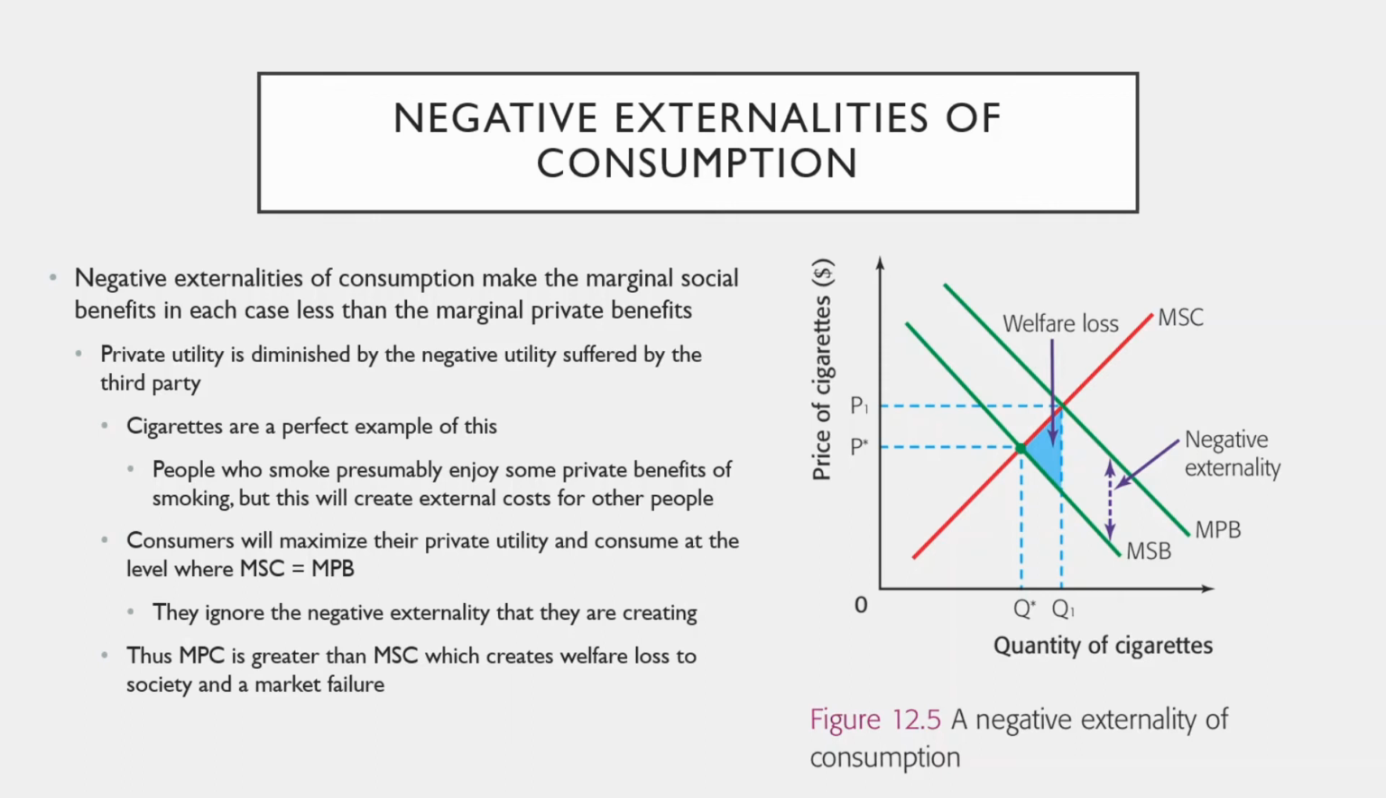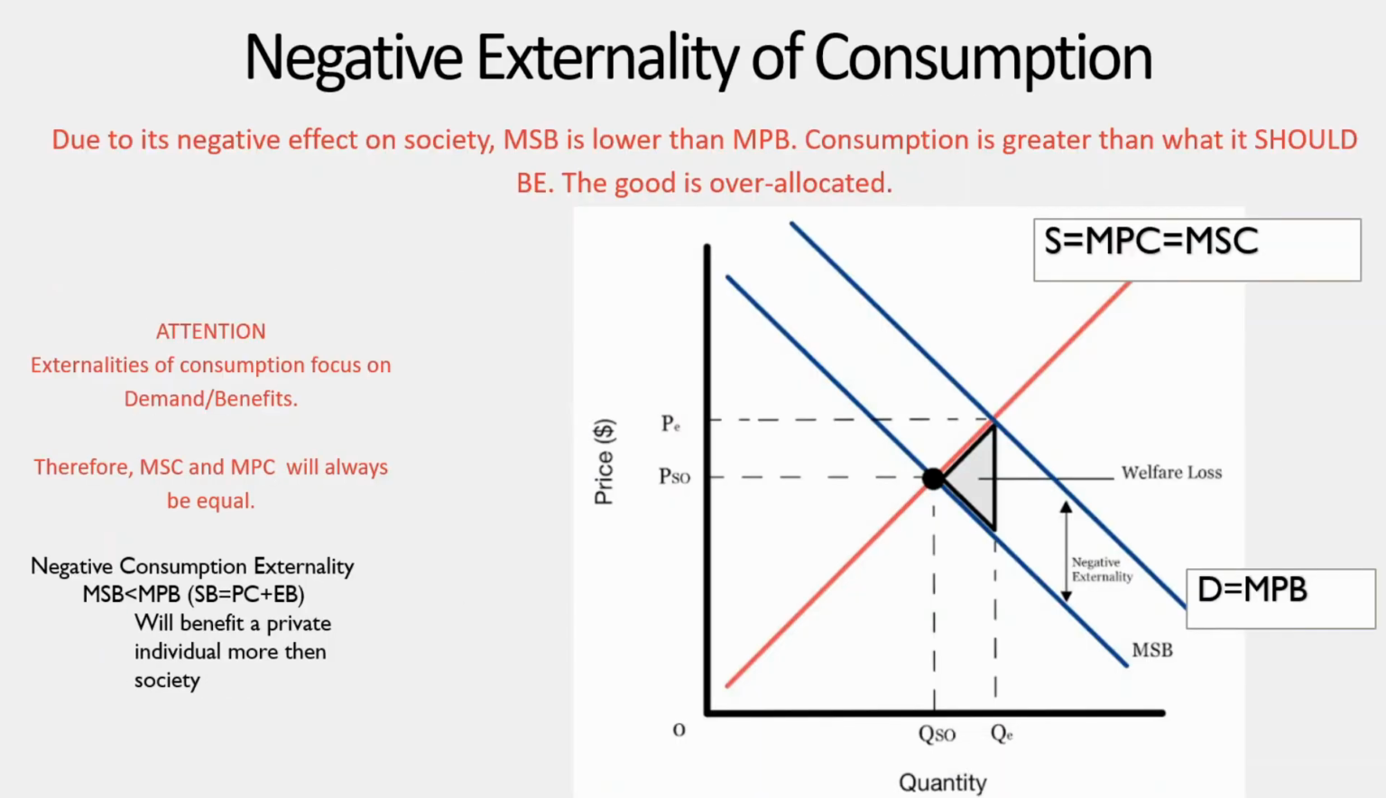This is when the consumption makes the marginal social benefits in each case less than the marginal private benefits. Private utility is diminished by the negative effects suffered by third parties, as society as a whole. So, like, people who smoke presumably enjoy it, but this will create external cost for society as a whole. Let's look at the graph right now and analyze it a little bit.